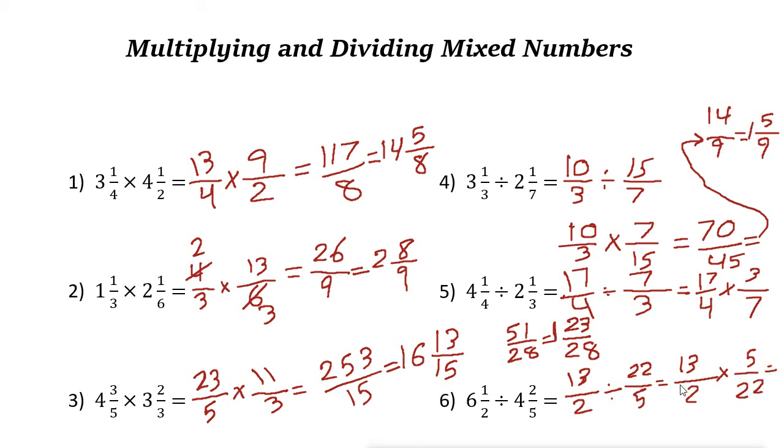So 13 times 5, if you multiply, you get 65. 2 times 22 is 44. So if you divide 65 by 44, the whole number is 1, and the remainder is 21. And we don't change the denominator. The final answer is 1, 21 over 44.